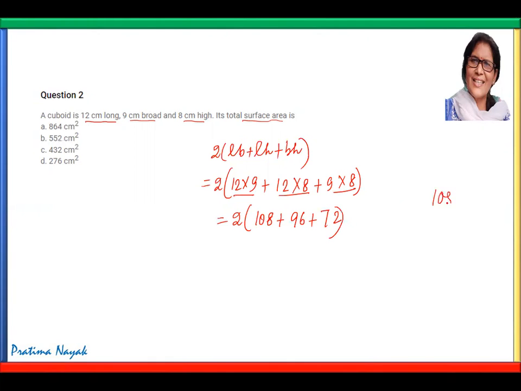So 108, 96, 72. 8 plus 6, 14 plus 2, 16, carries 1, 10, 7, carries 2, 276, but you have to multiply 2 again. So 2 times 276 gives 552. Where is the answer? 552.